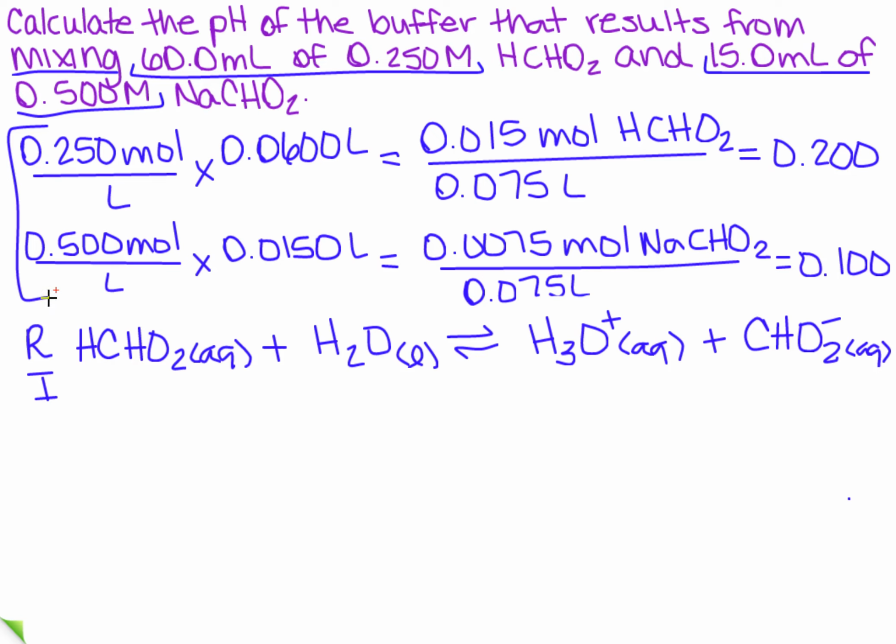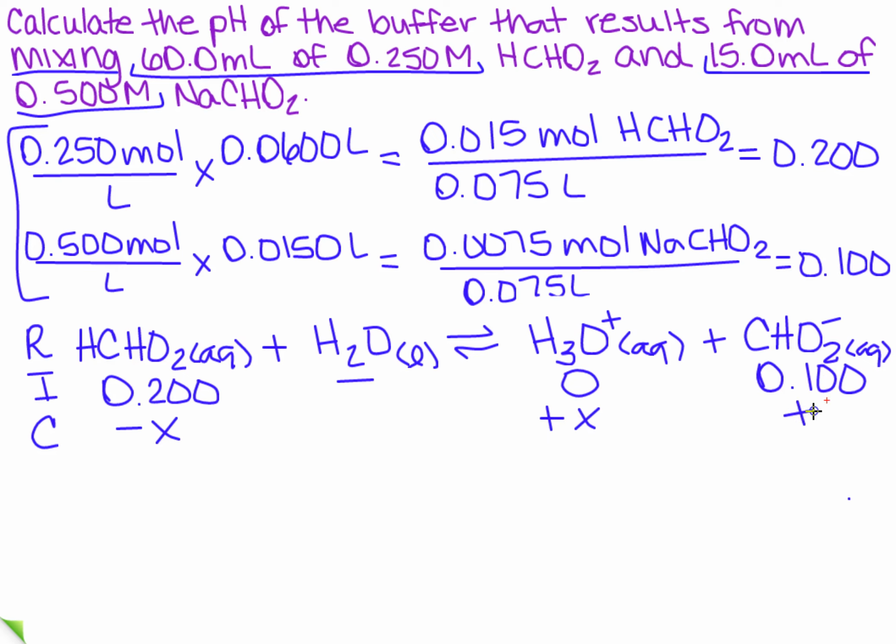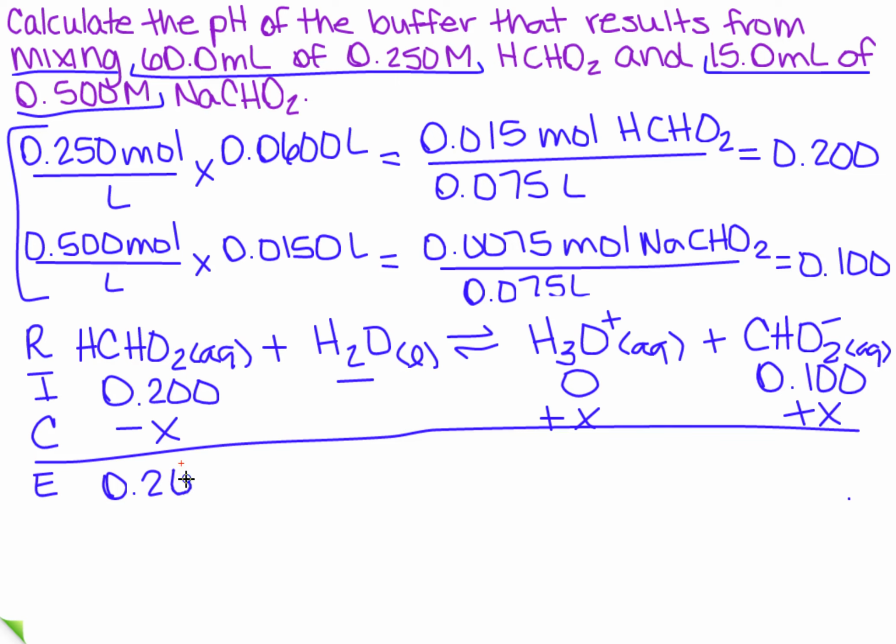So the initial concentration for the acid, that's the first one, is 0.200. Water doesn't count. We didn't have any hydronium. Here's your salt. So this is 0.100. And how does that change? Well, it's a minus x on the left. It's a plus x on the right. We've got two of those over here. And then to find equilibrium, remember we're going to add straight down. So I've got 0.200 minus x. I've got an x. And I've got 0.100 plus x.